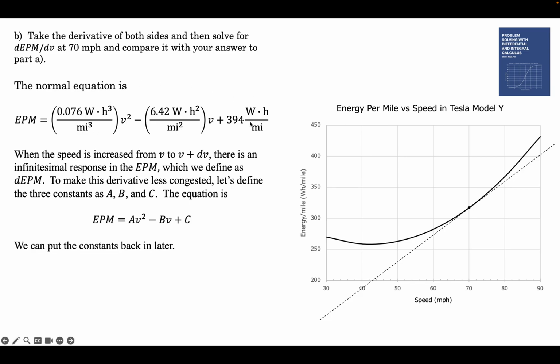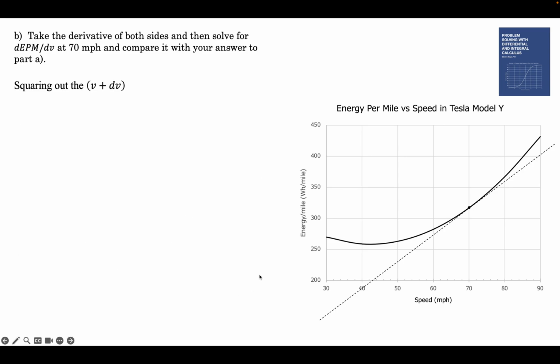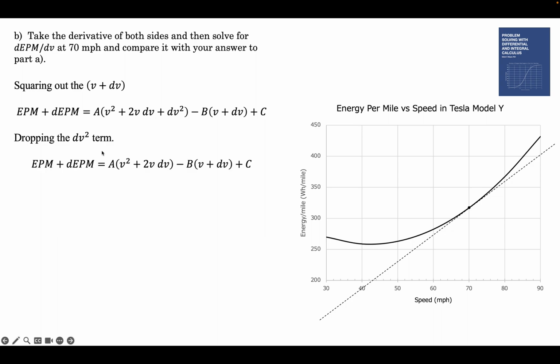So we can take the derivative. We'll throw the constants back in later. So there's our start. We change V. Everywhere we see a V, we put in a V plus dV. And then we have this change in energy use per mile. So we square out that V plus dV. That's right here. We drop the dV squared term as infinitesimal relative to dV. And then we can subtract the EPM.